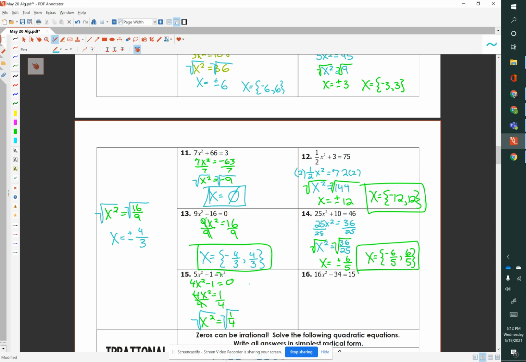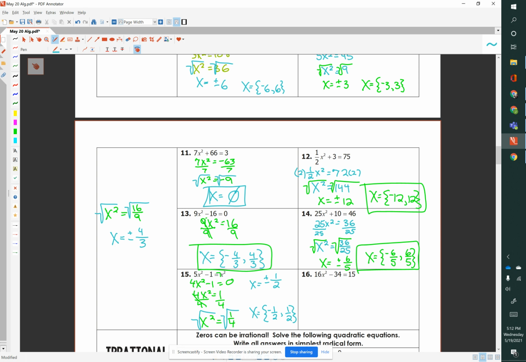And x would equal plus or minus the square root of 1 is 1. The square root of 4 is 2. So that's plus or minus 1/2. And then we write it in set notation. Negative 1/2, positive 1/2.